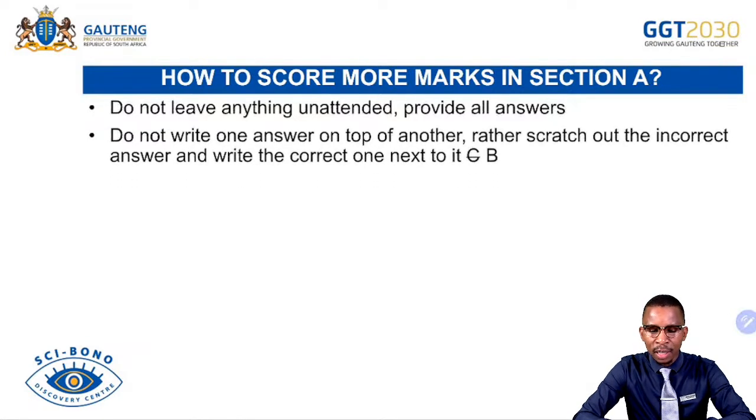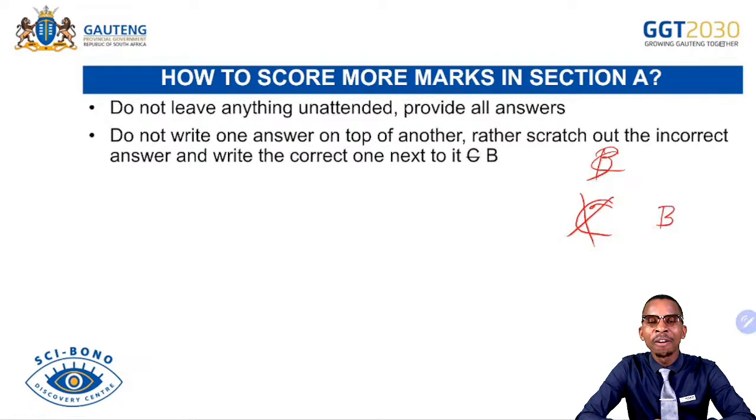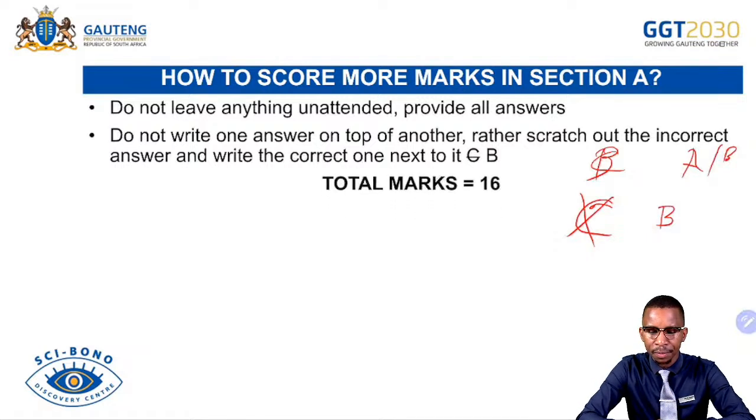Do not write one answer on top of another answer. It is very important to avoid that. For instance, maybe initially the answer was C, and then you notice that C might be wrong. You simply write B. So this is not clear now. You must ensure that you scratch the wrong answer, and then you write B on the side, so that your answer will be clear. And also avoid giving options to the marker. For instance, you say A or B. This is now wrong. You need to provide one answer, because we're giving more options. You can't be giving options and you also provide options back. Then remember, this consists of 16 marks.